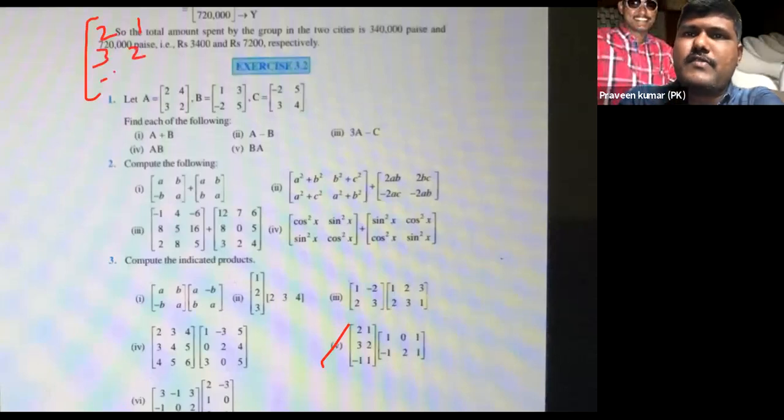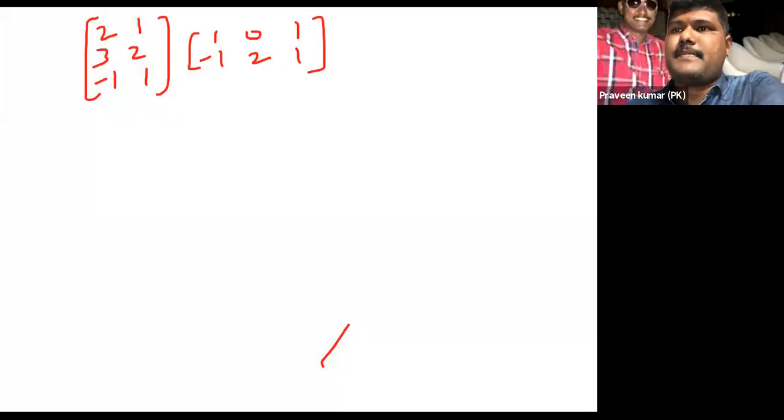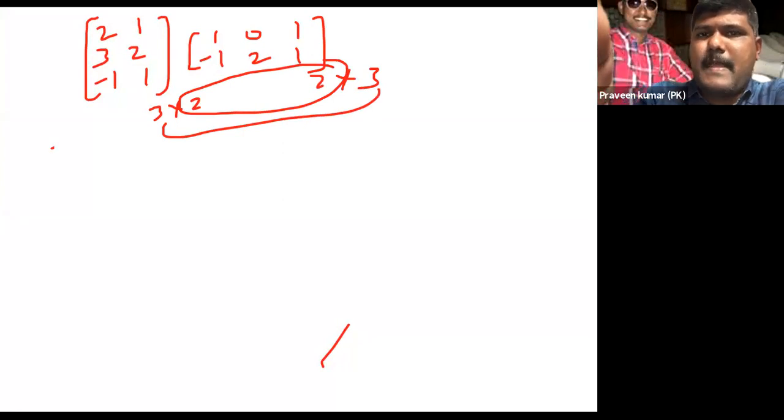2 1 3 2 minus 1 1 into 1 0 1 minus 1 2 1. What is the order of the first matrix? 3 cross 2. This is 2 cross 3. If you multiply, what will you get? 3 cross 3 matrix. Multiply.